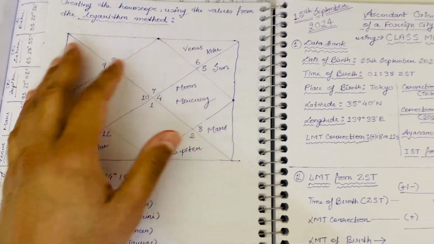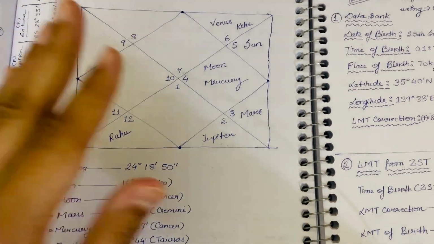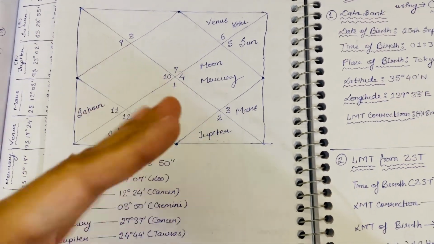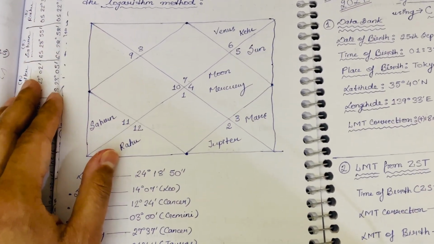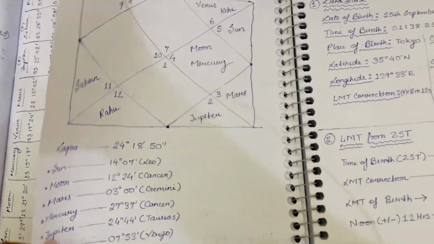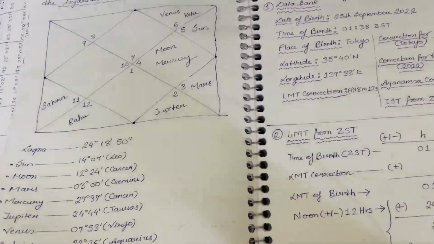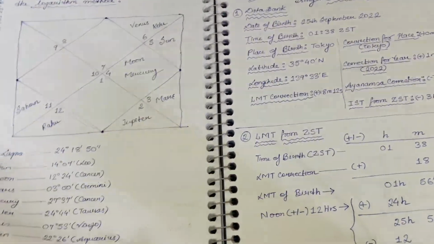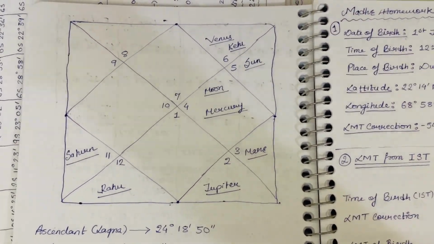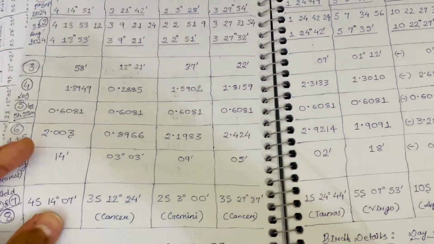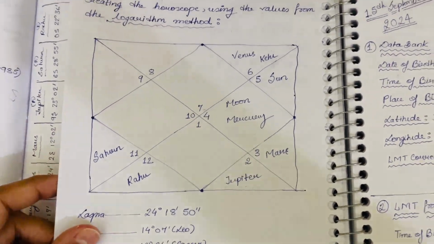I did the same thing here again as in the last class. I have drawn the horoscope, the D1 chart, and I have positioned the planets based on whatever I have calculated over here. And it is the same thing, see. Just for your clarity, this was our chart that we calculated using our ratio method, and this is the chart which we have got using the logarithm method.